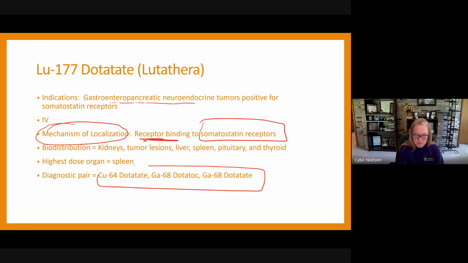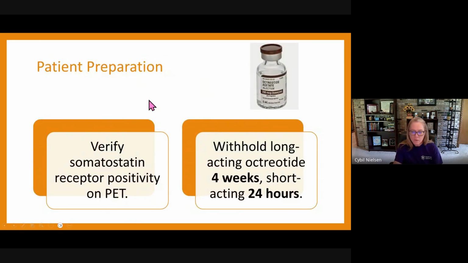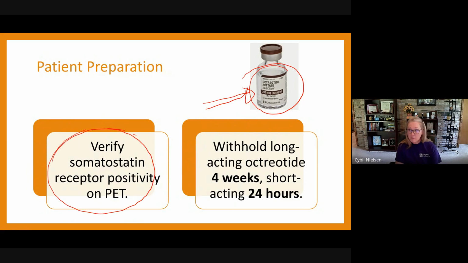These are the diagnostic pair, dotatate and dotatoc. And again, it's copper and gallium-68. We're going to take them off that octreotide therapy, which, by the way, is the exact same thing as indium-111 DTPA pentetreotide. It's the exact same medication. So we're going to verify that they do have somatostatin receptors.